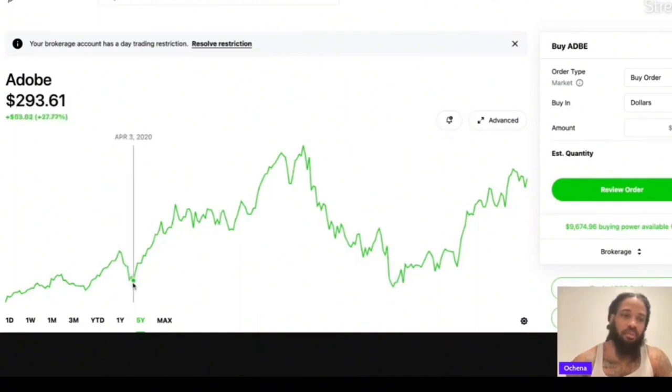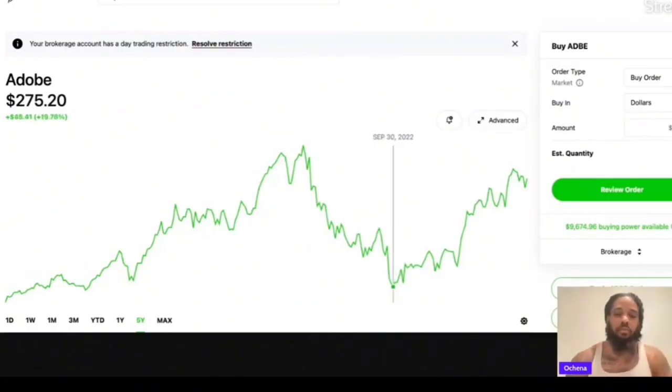So Adobe hit 293.61, and again it hit about 270. It hit about 275.20. So I basically decided that even if it gets lower, it's still worth it because it's not that much that it went down. So I decided that I'll take that risk. Obviously, I was hoping that it could come down so I could buy more contracts, but it didn't really come down, as you can see during this time.